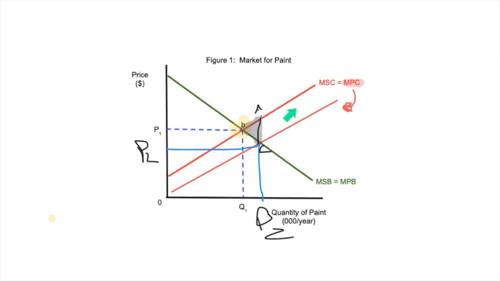So this movement right here is where the externality is taking place, because this is where the market should function, but this is where it is functioning. So this is the welfare loss to society as a result of the fact that the cost of making paint does not take into consideration all of the costs and damages done to society.